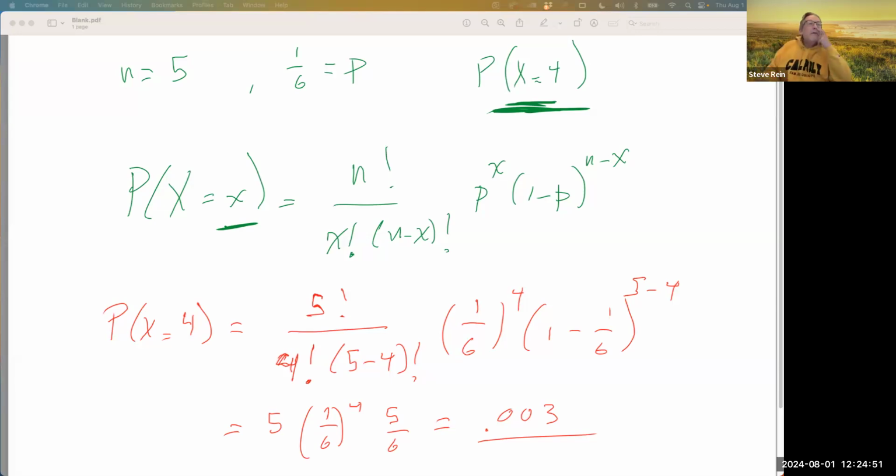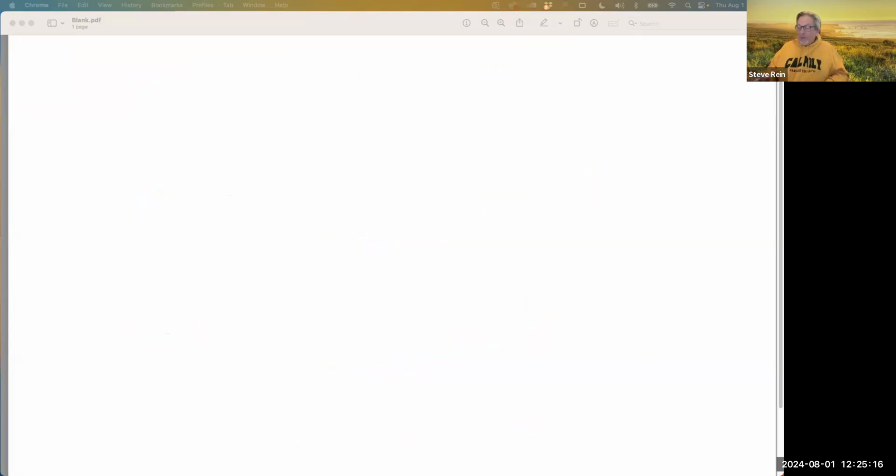Any questions about how to figure out something that's binomial like this? Okay, so let's screenshot there. Let's give you another example of binomial. It's a good binomial example.